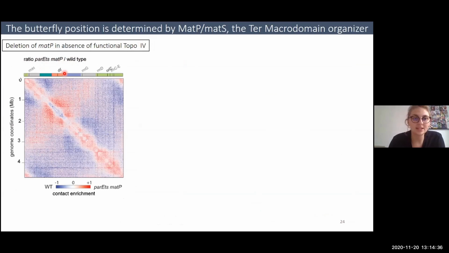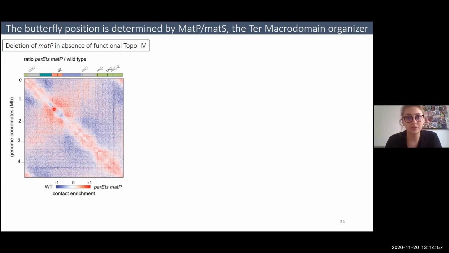And as you can see, we do not have the butterfly wings anymore. We have a signal perpendicular to the main diagonal. And it seems now that the precatenanes can diffuse through dif and communicate together, which translates that the TER domain can now interact with the rest of the chromosome.